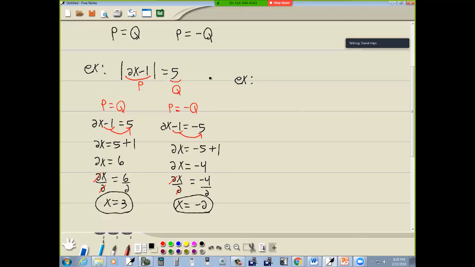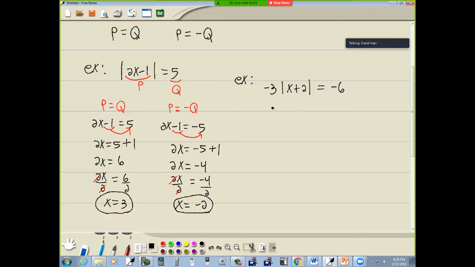Now, I'm not going to work the entire problem, but if I had a problem that looked like this, well, the absolute value is not by itself on the left side. And specifically, there's a -3 in front of the absolute value. That indicates multiplication. Just the same as when we had a number next to the parentheses, if you have a number next to the absolute value, that's multiplication.